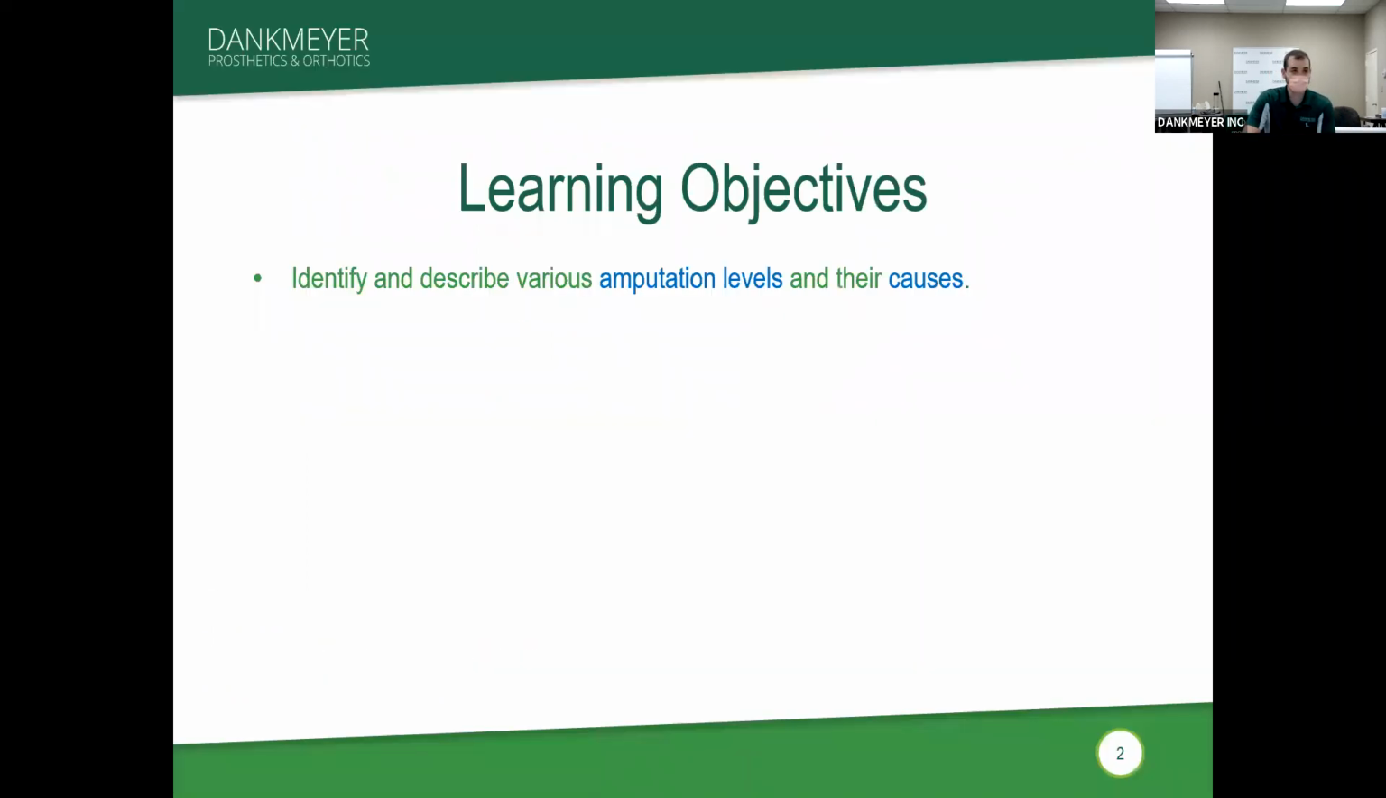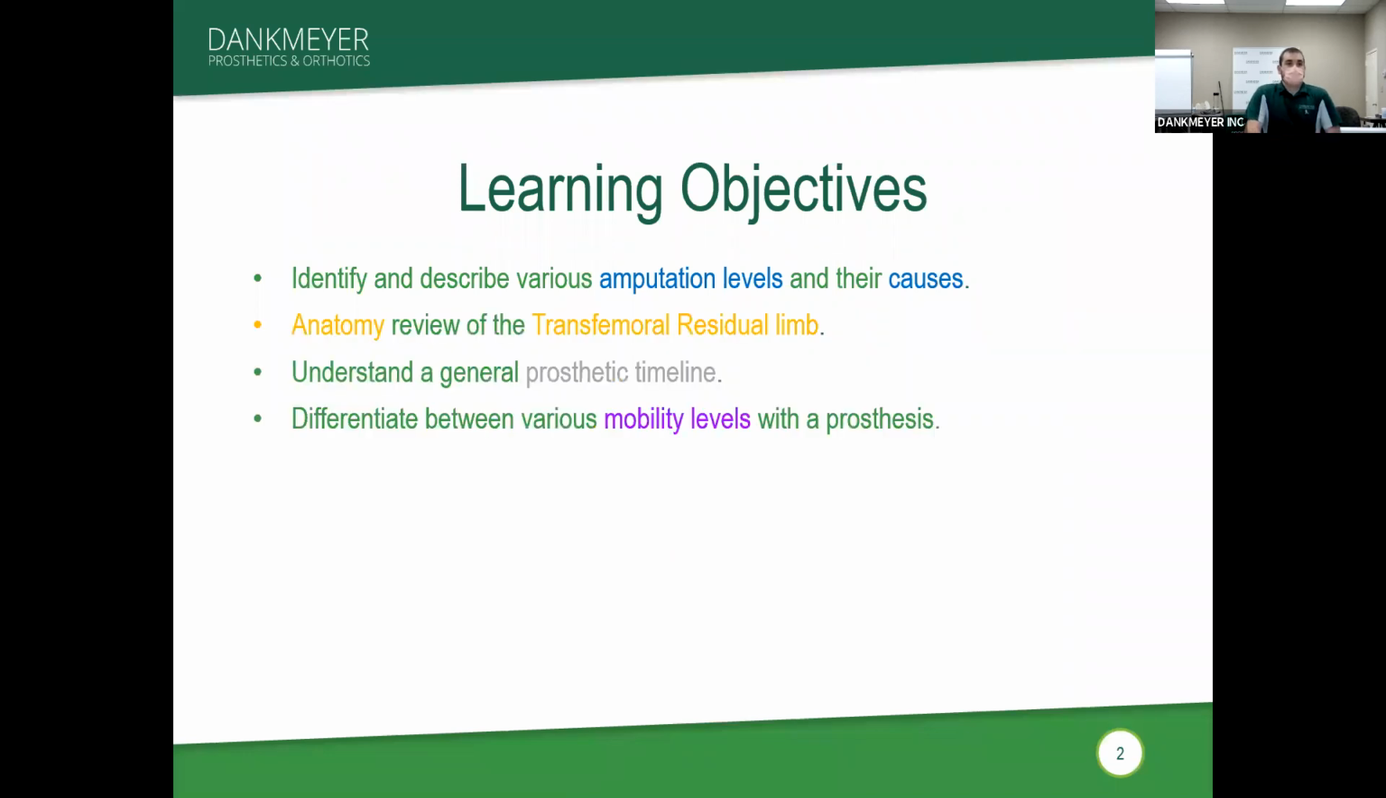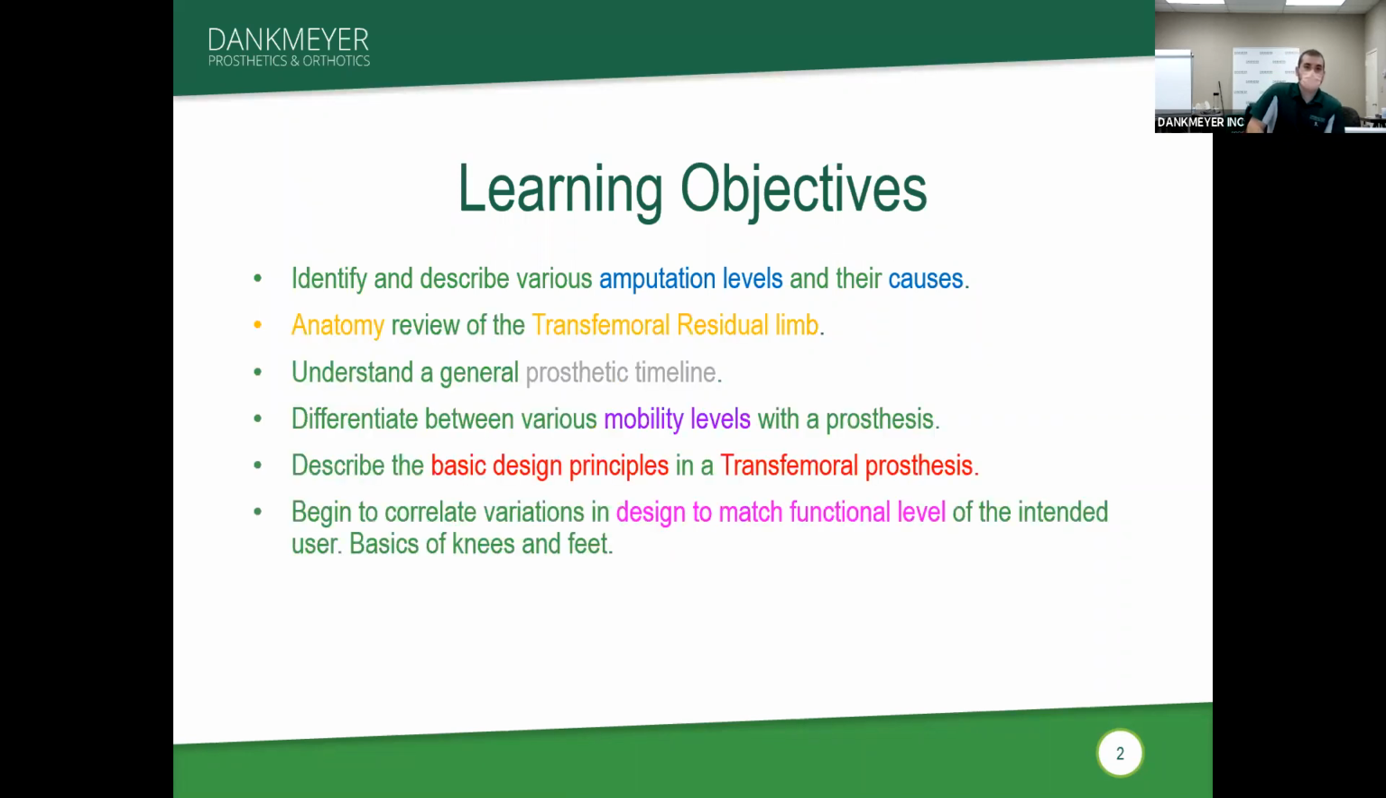So we're hoping to identify some initial demographic information, amputation levels, causes, patient population data, things like that. We'll take a quick look at that. We'll review the anatomy of the transfemoral residual limb, some general landmarks and things that we typically use and are helpful when discussing a transfemoral limb.